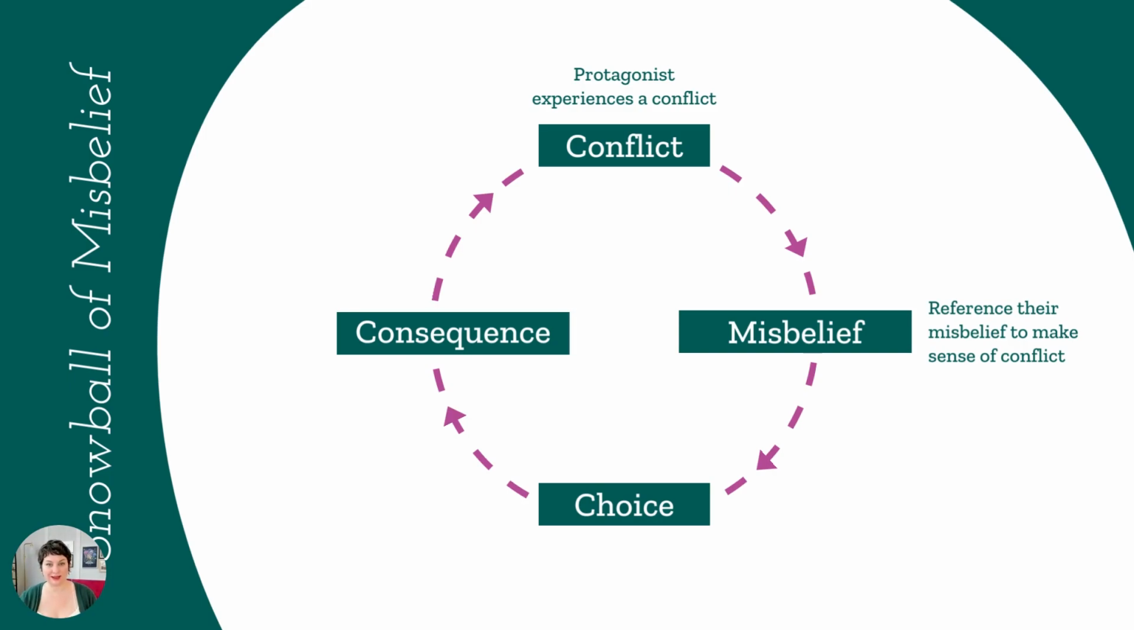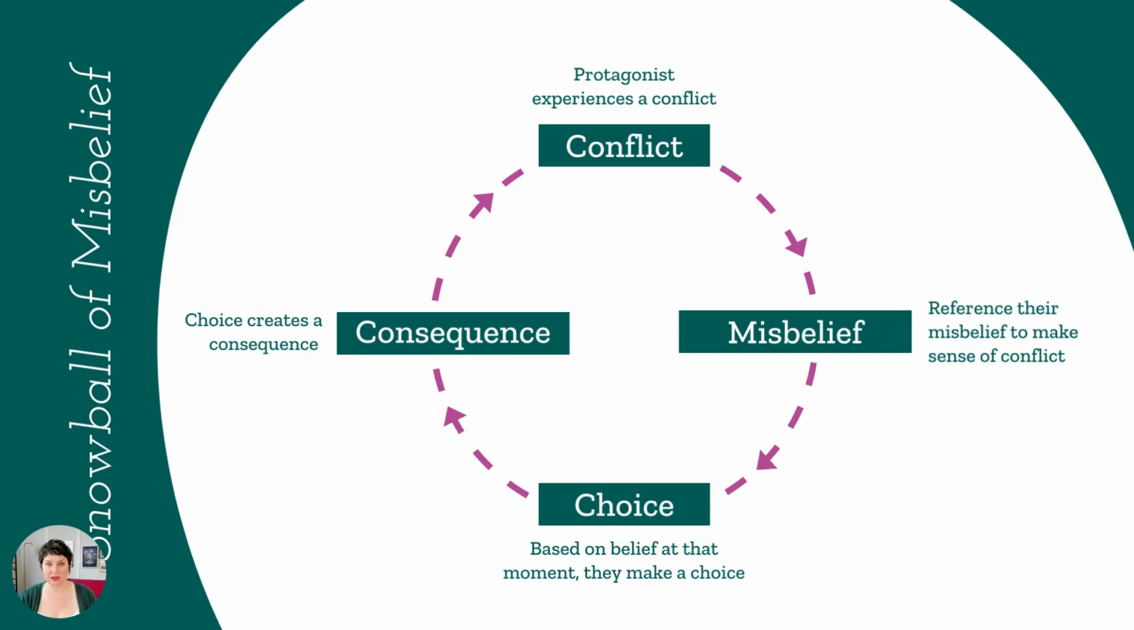So throughout our lives as people, we are constantly referencing things that have happened in our past, our backstory, and our subconscious beliefs to make sense of the world. So if we think the world is unsafe, we're constantly referencing that as we move through the world. So your protagonist experiences a conflict, and then they reference their beliefs, what they believe in that moment, to make sense of that conflict. Based on what they believe at that moment, they make a choice. So if your character believes the world is unsafe, they may decide not to go to that meeting.